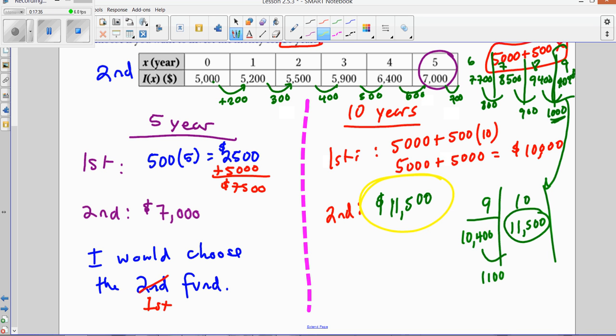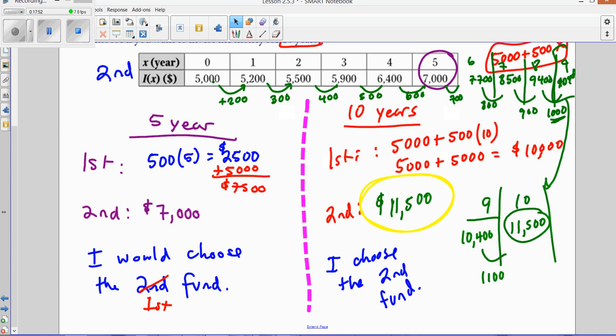Now we say, which would you choose, the first or the second fund? And it's a no-brainer. It's the second fund, because you're going to end up with an additional $1,500. So you would say, I choose the second fund. So we made the correction on the first one, all right? And that's how you look at it. You just look for a pattern, or you use an equation, or you use your table. And if the table doesn't give you your ending values, they're going to give you a pattern for you to figure out what the X number of years would be. And trust me, they wouldn't go any further than 10 or make you find 5 additional values.